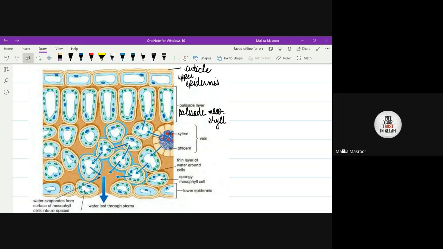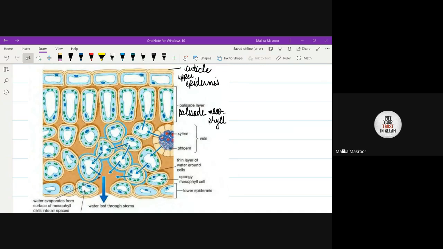Now see, cuticle is transparent. Upper epidermis is just one layer. So the sunlight comes directly, goes through cuticle because it's transparent, and then the upper epidermis. So maximum sunlight is reaching your palisade mesophyll cells. That's why this layer contains the maximum number of chloroplasts, so that maximum photosynthesis can take place at this point. All right. So beneath the palisade mesophyll cell is your spongy mesophyll layer.